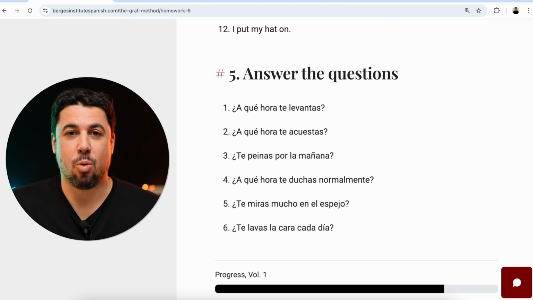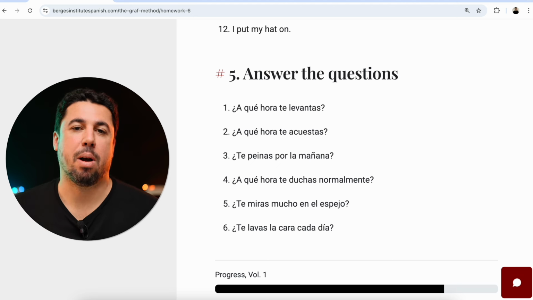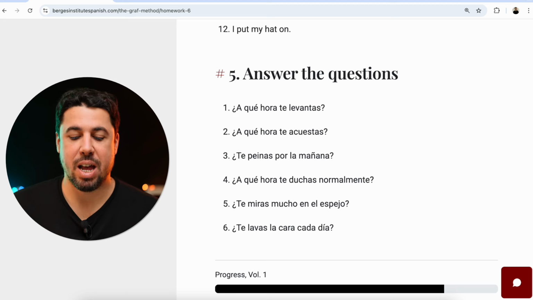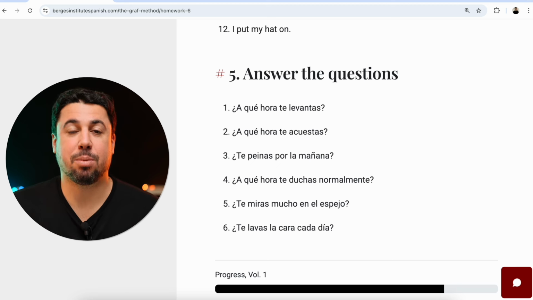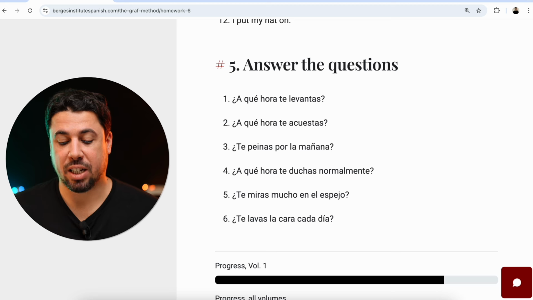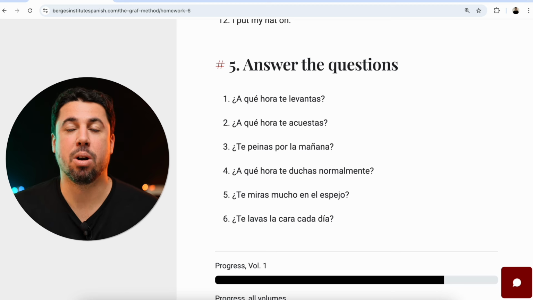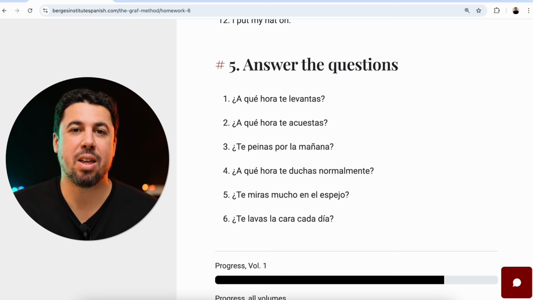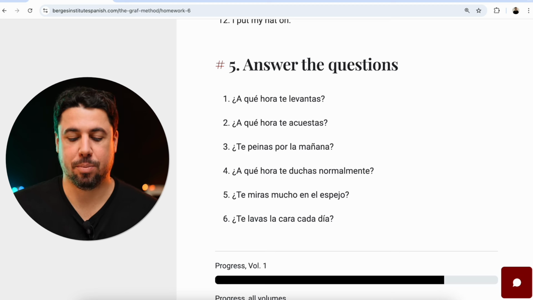¿A qué hora te acuestas? What time do you go to bed? Normalmente me acuesto a las 11:30 de la noche. ¿Te peinas por la mañana? No, normalmente no me peino por la mañana. ¿A qué hora te duchas normalmente? What time do you usually shower? Normalmente me ducho a las 8:30 de la mañana.